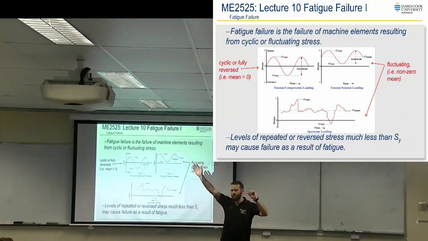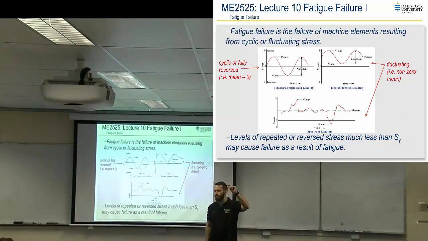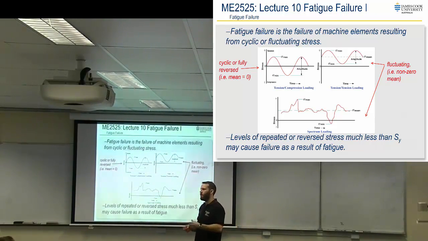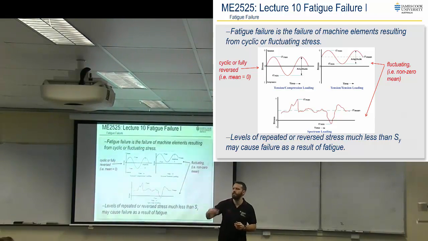failure. So if your yield strength is 200 megapascals, you might apply a 20 megapascal stress cyclically and fail, even though you are, what did I say, 200? So a factor of 10 away from the yield stress. So fatigue failure can have a huge influence on the way that we design machines, because that cyclic loading actually has a damaging effect.